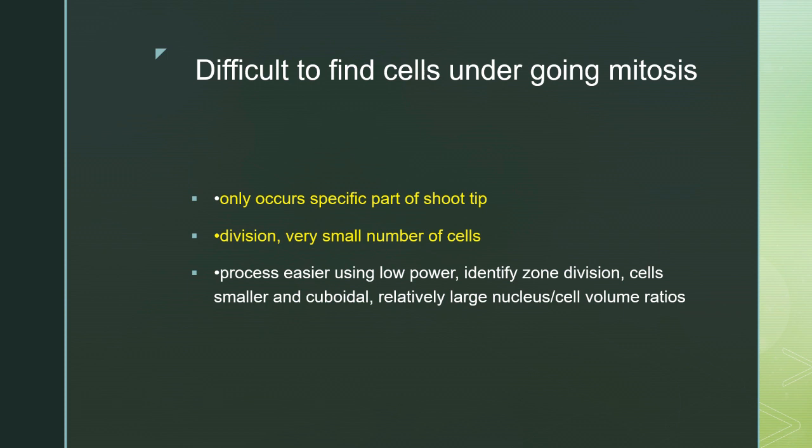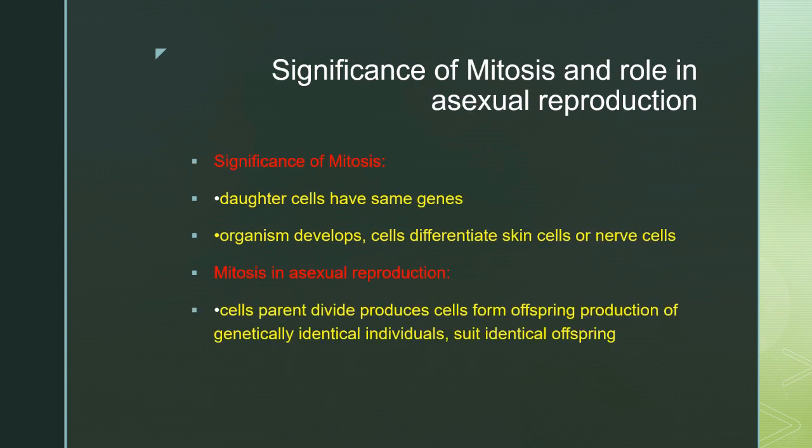Now, it's quite difficult to find cells undergoing mitosis because it only occurs at a specific part of the shoot tip, and the division has a very small number of cells. The process can be easier using a low power microscope, identifying the zone of division. The cells are smaller and cuboidal, and they have a relatively large nucleus in the nucleus to cell volume ratio.